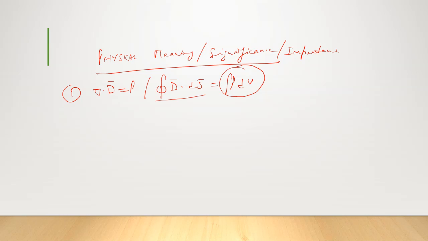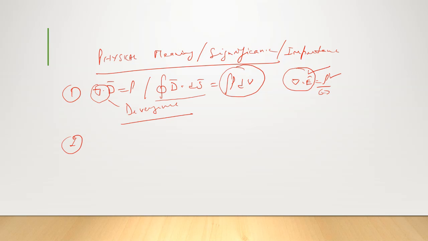What is the meaning of del dot? Del dot means divergence, of D or E, because del dot E equals rho by epsilon naught. That is, there is a divergence of the electric field, and it depends upon the volume charge density. If we know the volume charge distribution, we can calculate the electric field.